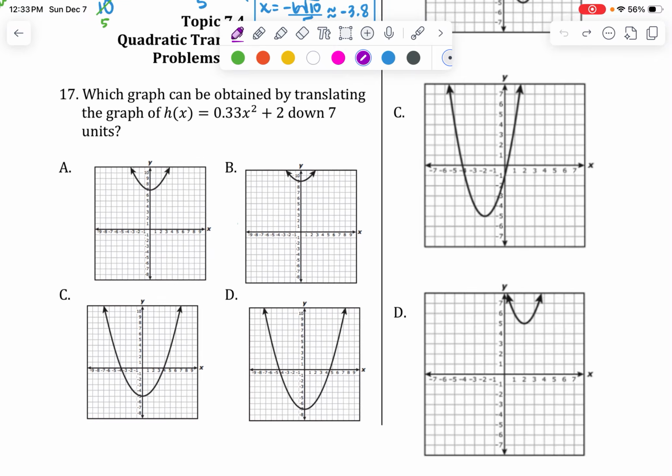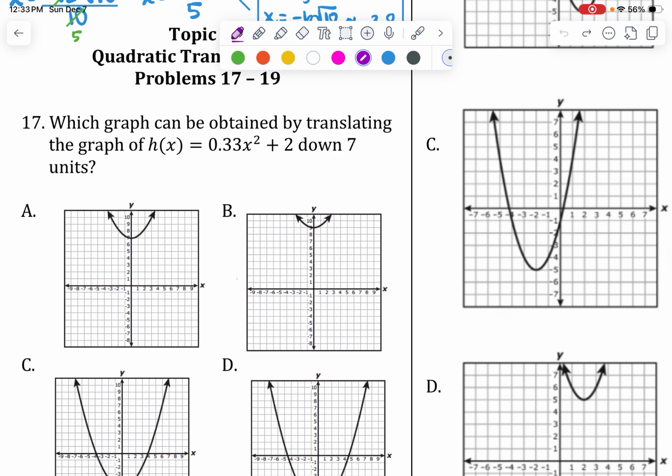Okay, so our first one says which graph can be obtained by translating the graph of h of x equals 0.33x squared plus 2 down 7 units. So we're taking this graph. I'm gonna rewrite it, and you'll see why in a second. Now, I don't even care what this graph looks like. All I know is they have asked me to move it down 7, right? And if you remember anything about transformations, that is a vertical movement, which just means that you are going to either add or subtract that number from the end of the function. So down 7 would mean I would just be literally subtracting 7 off of this function.